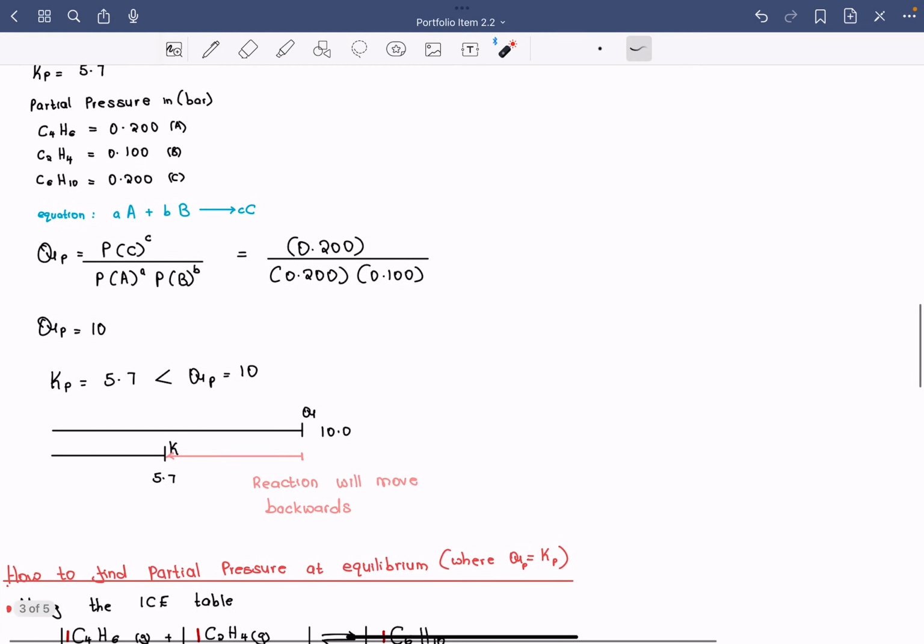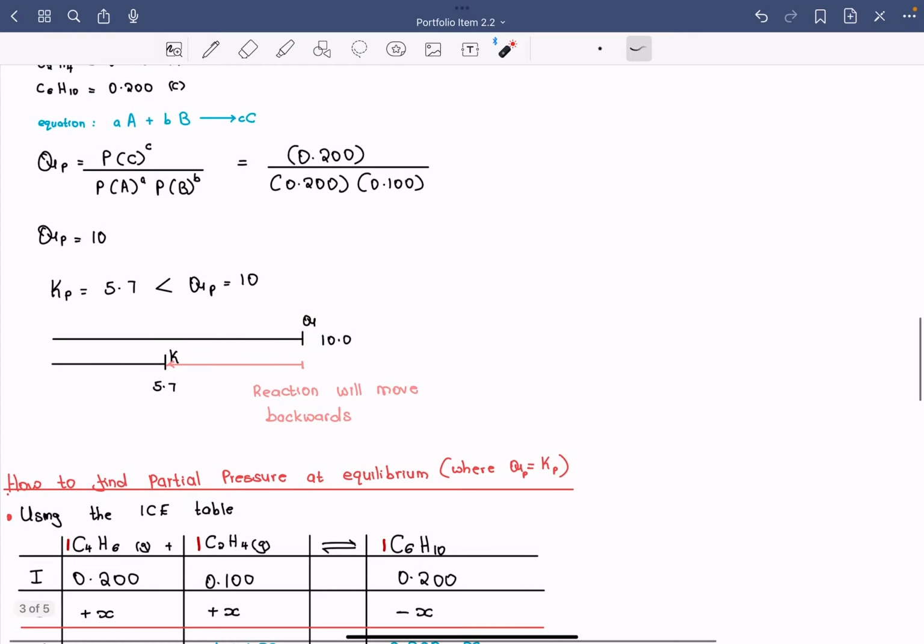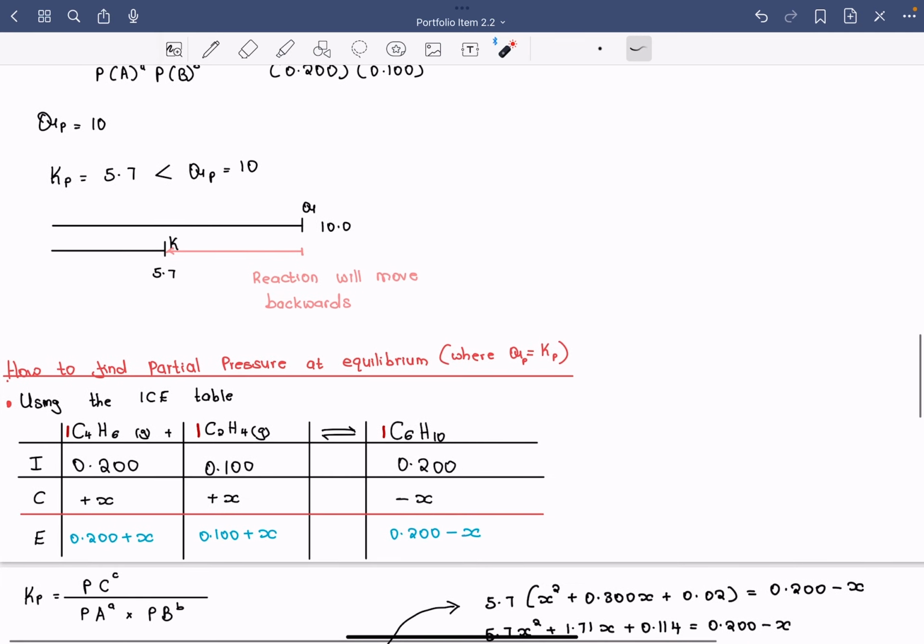And 10 is way greater than 5.6. So our reaction is definitely not at equilibrium. We can see that our Q is way greater than our K. And so what this reaction will do, remember, is that at equilibrium, Q equals K.